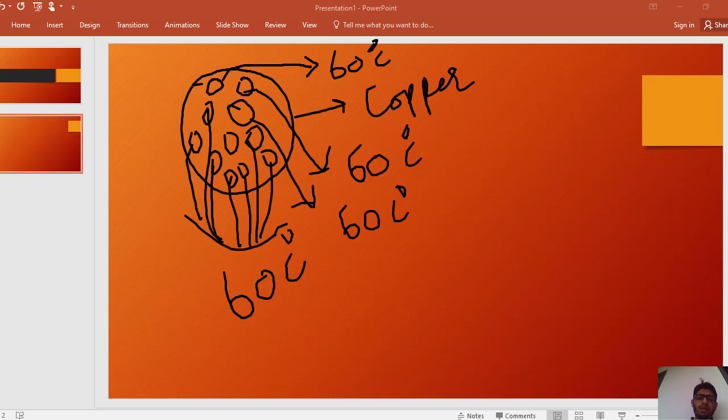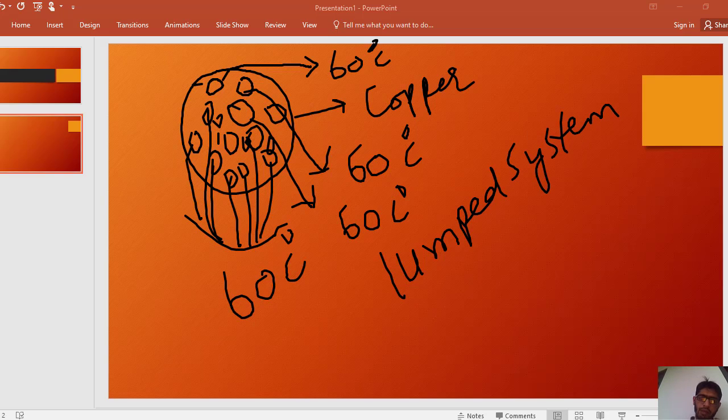So, such a system in which the temperature does not change with position in the sphere is called a lump system. Such a system in which the temperature does not change with the position in the body. In this case, the temperature at this position and the temperature at this position were the same. The temperature at this position and at this position was the same. So at every point the temperature is the same in this sphere. So this sphere is a lump system.